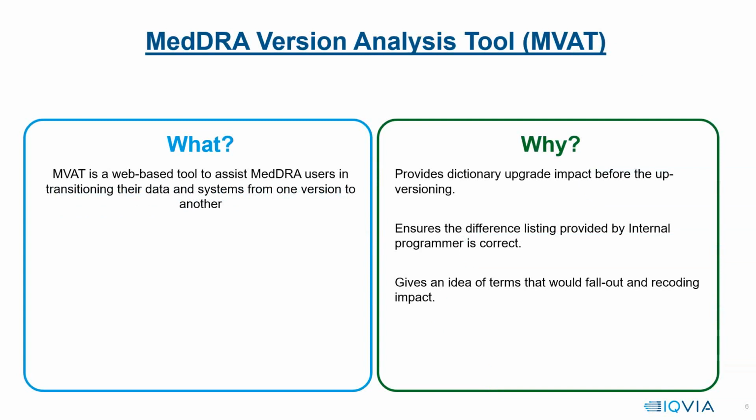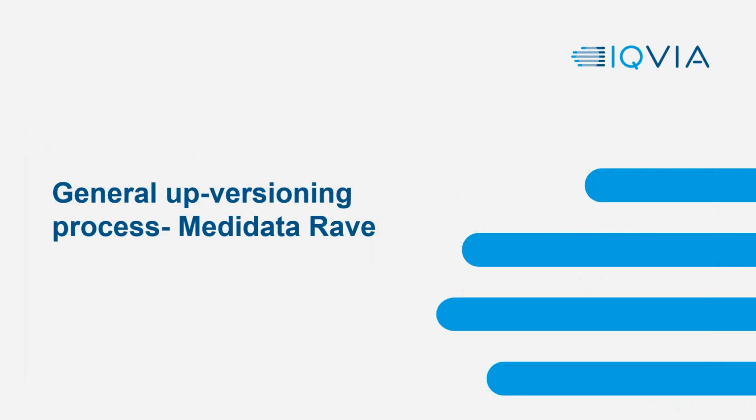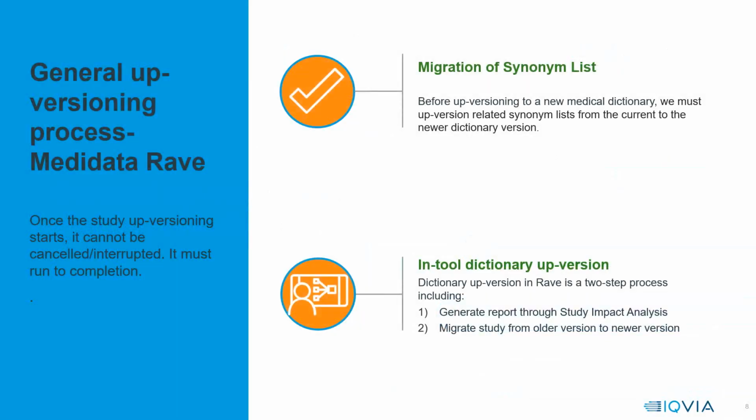I also selected another coding tool, MedDRA Rave, and the reason why I selected this is because it is one of the most commonly used coding tools that we have in place today. So let's also go over the general upversioning process in the MedDRA Rave coding tool. Upversioning in Rave essentially includes two steps. One is migration of synonym list, which is also called synonym upversion, and two, in-tool dictionary upversion, which is also called study upversion.